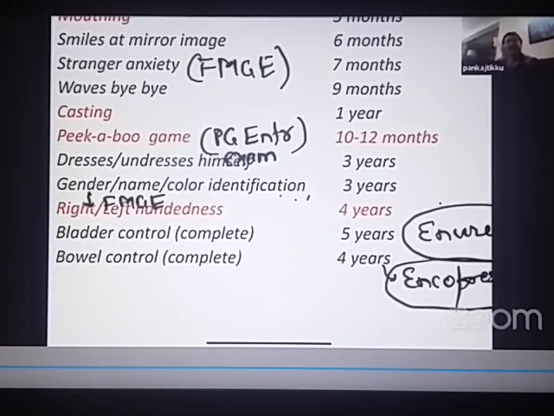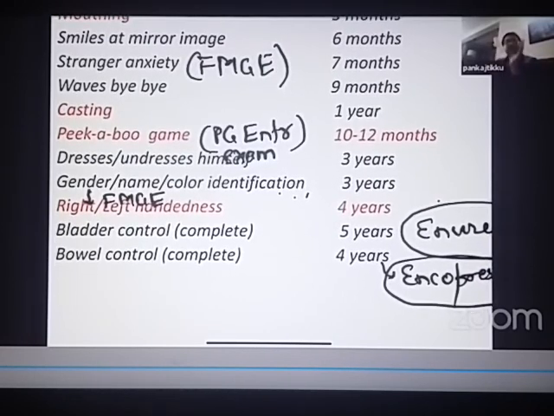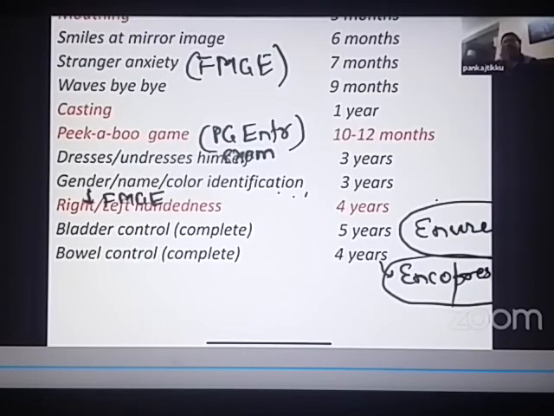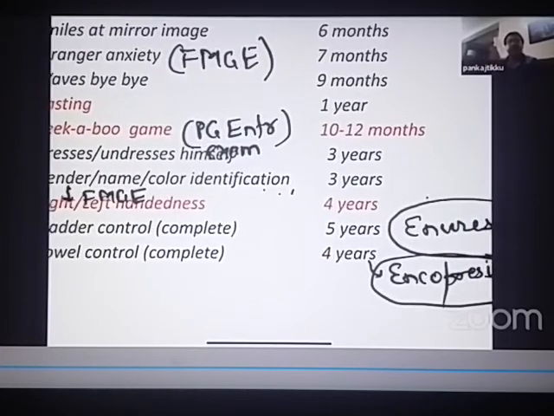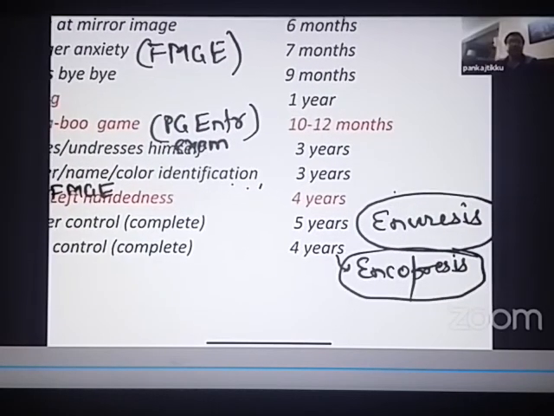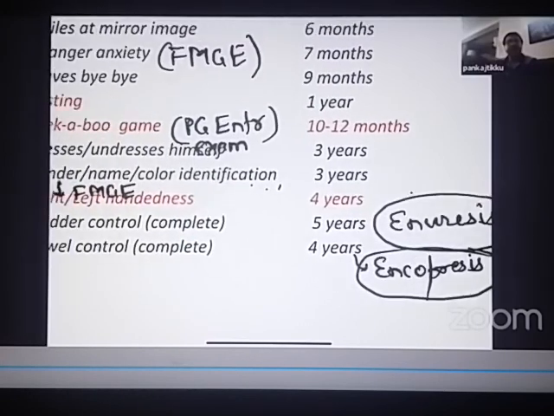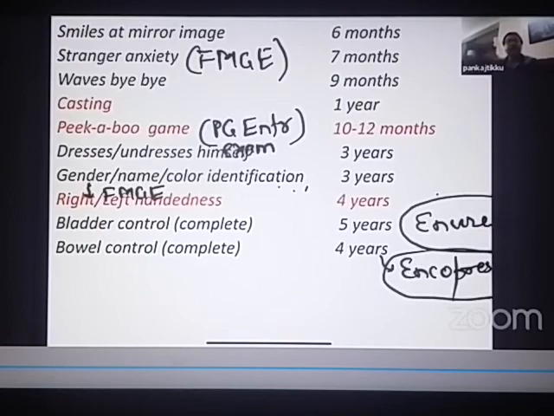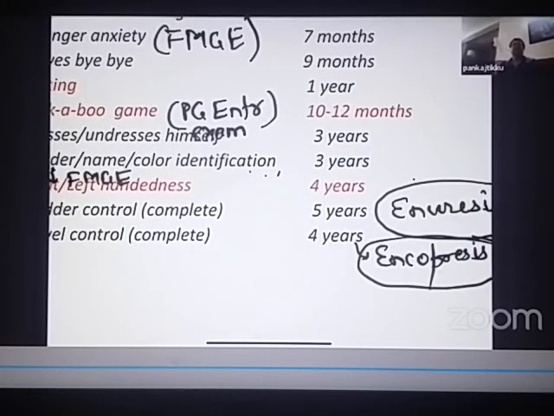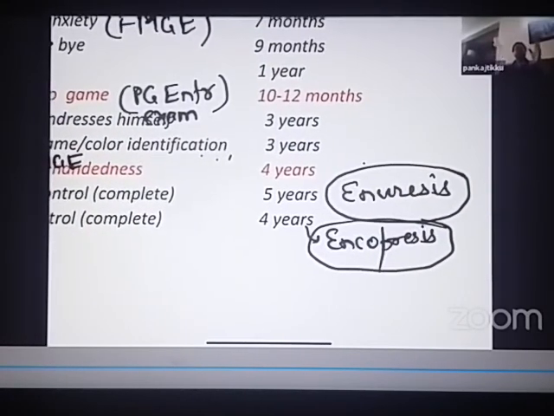When does the child become right-handed, left-handed? 4 years. A complete bladder control is achieved only at 5 years. Therefore, never make a diagnosis of enuresis before the age of 5 years. And a complete bowel control is achieved at the age of 4 years. Therefore, never make a diagnosis of encopresis before the age of 4 years. So with this, we finish up the fourth group of milestones, which is social milestones. So gross motor, fine motor, language, and social.